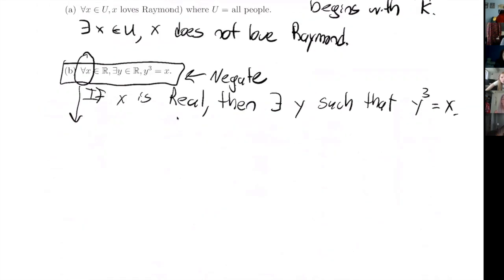So if this statement begins with a for all X, we're going to try and negate this. What should we change that universal quantifier to? There exists a real number X. That's right. And so really what this is saying is if you want to negate this statement, all we need to do is find one X that doesn't hold for the original statement. So we would say that there exists an X.